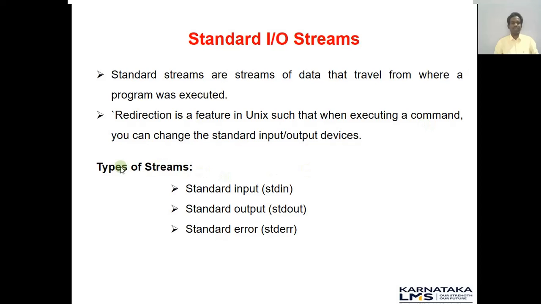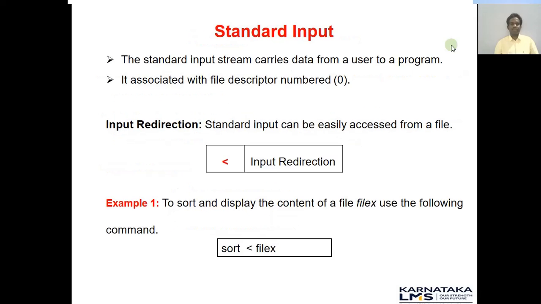There are three types of streams, that is standard input, standard output and standard error. Now we will discuss the concept of each one by one. Standard input. The standard input stream carries data from a user to a program. It is associated with the file descriptor number 0. Standard input takes the input from a standard input device like the keyboard.